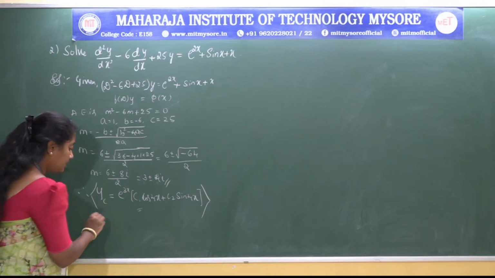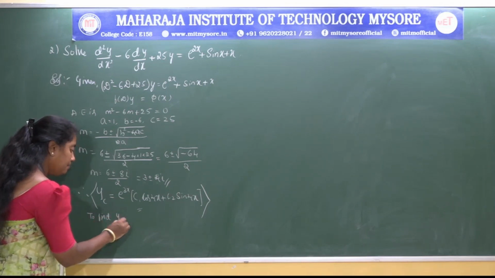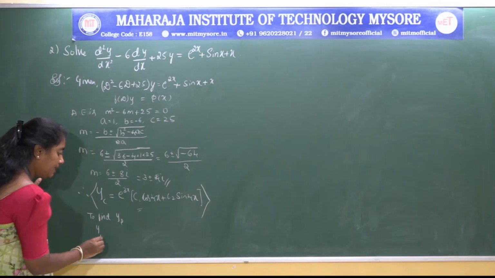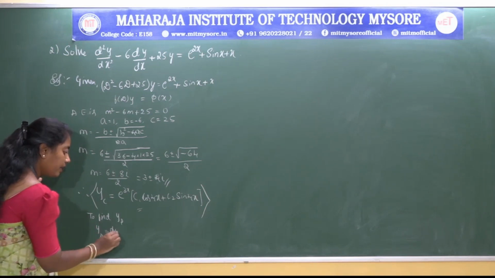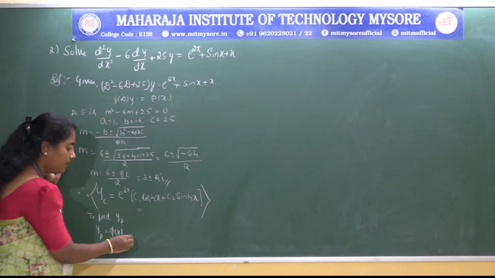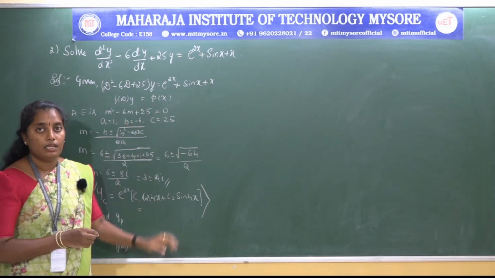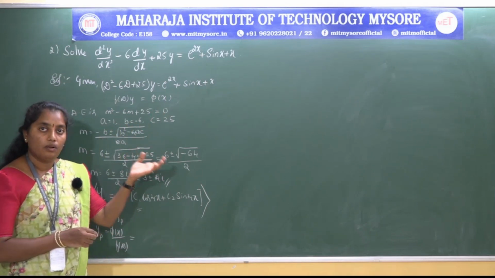Next, to find the particular integral yp, we have yp is equal to phi of x divided by f of d. We have all three combinations, that is type 1, type 2, type 3. We have to apply the procedure of all the types.